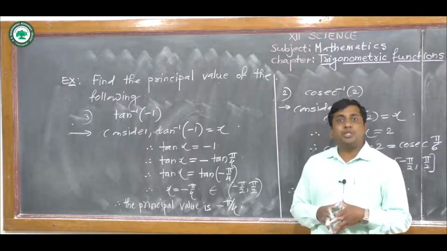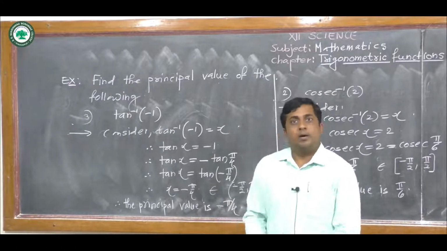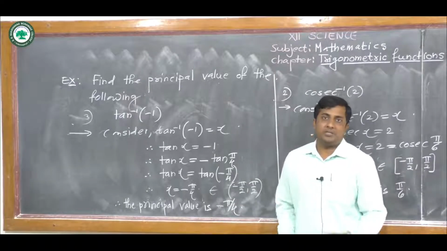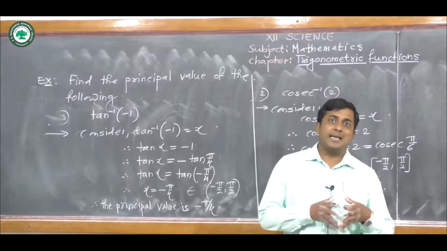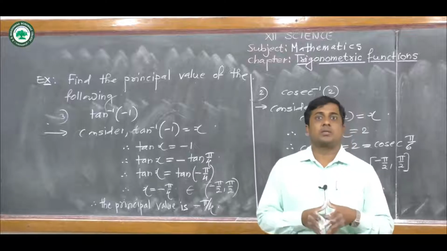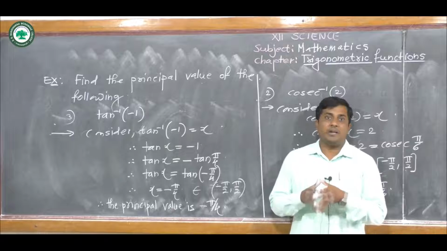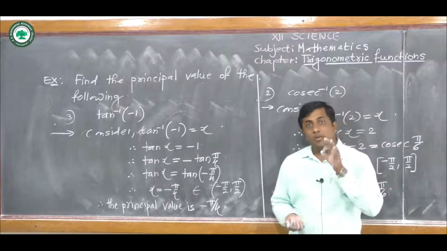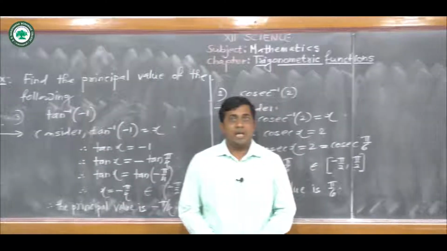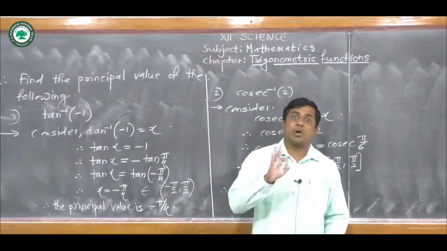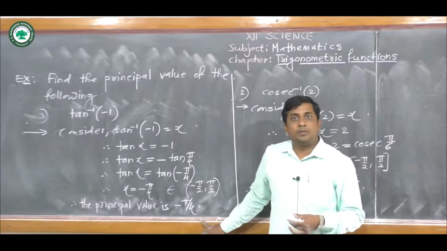So in today's lecture, we defined the inverse trigonometric functions: sine inverse, cos inverse, tan inverse, then cot inverse, sec inverse and cosec inverse. We saw the domain and range for the given inverse trigonometric functions. We also defined the principal value branch for each function, and we saw three important examples related to this concept. Thank you.